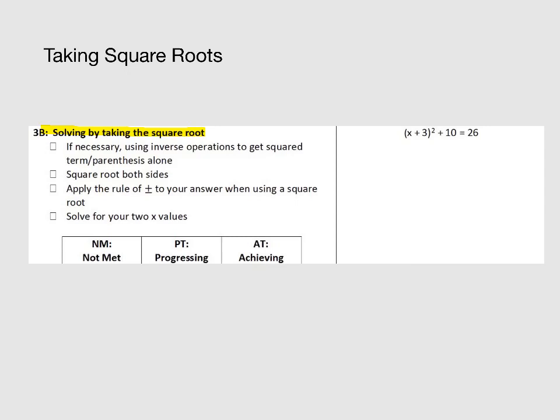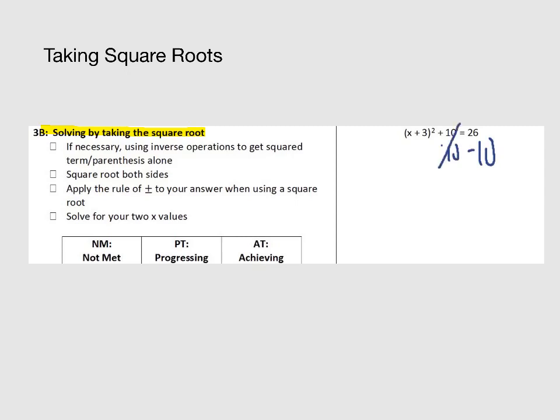So my first step says, if necessary, you're going to use inverse operations to get squared term or parentheses by itself. So what that means is we need to get this squared parenthesis completely by itself. So in order to do that, we need to get rid of our plus 10. The opposite of plus 10 is minus 10. So I'm going to subtract 10 to both sides.